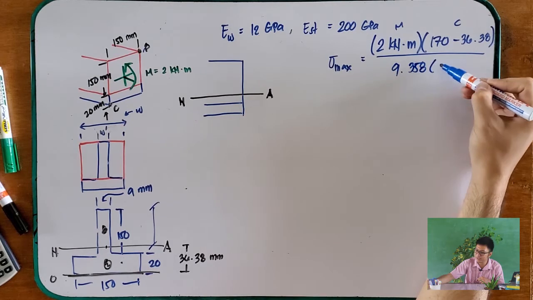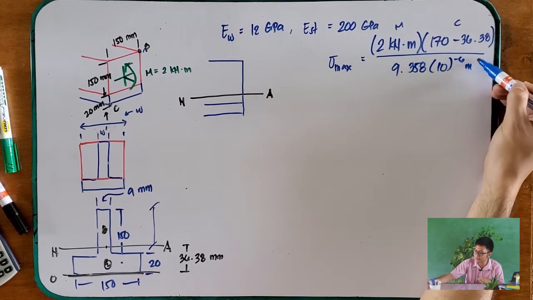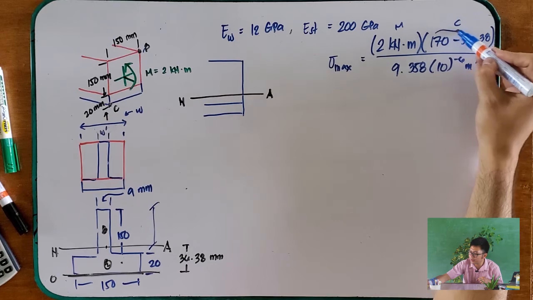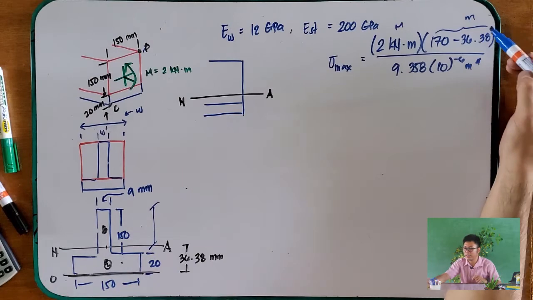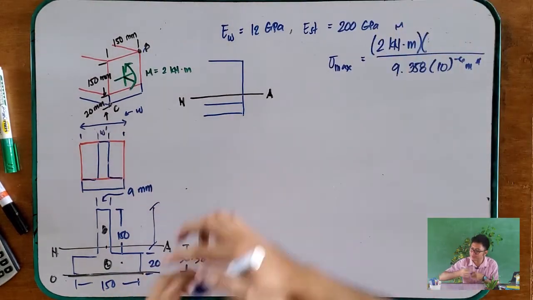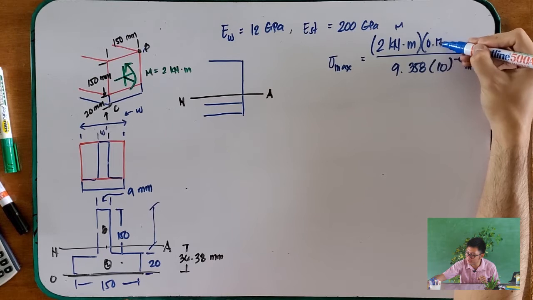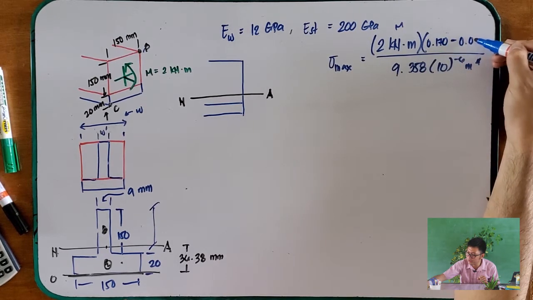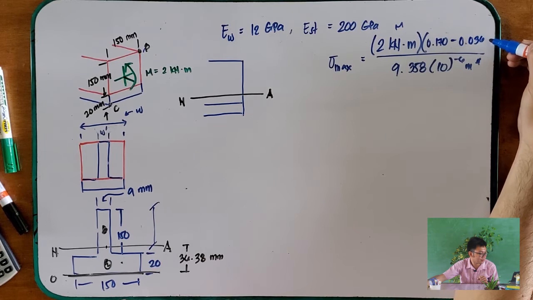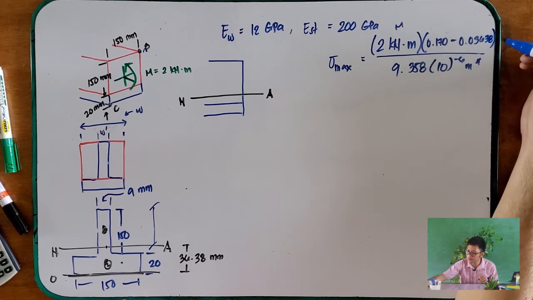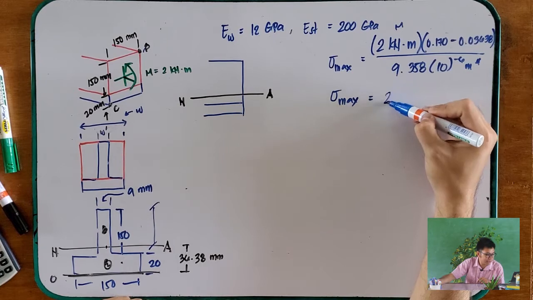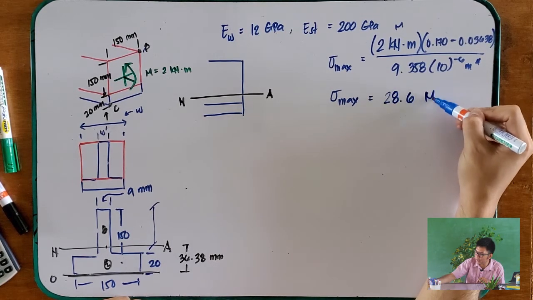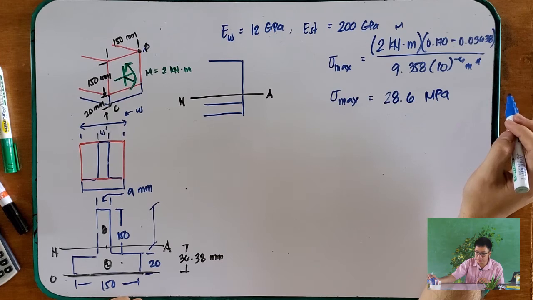9.358 times 10 to the negative 6 meters to the 4. I-convert pa ni siya into meters. Okay? So therefore, this is 0.170 minus 0.03638. Okay? And therefore, your sigma max is equal to 28.6 megapascals.